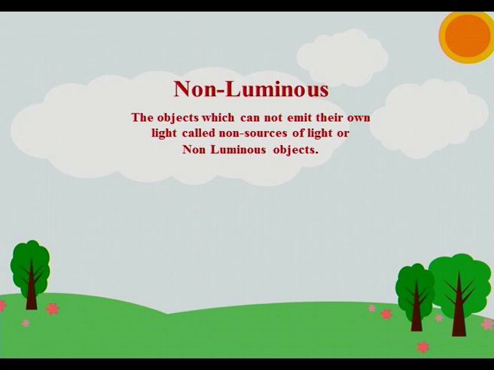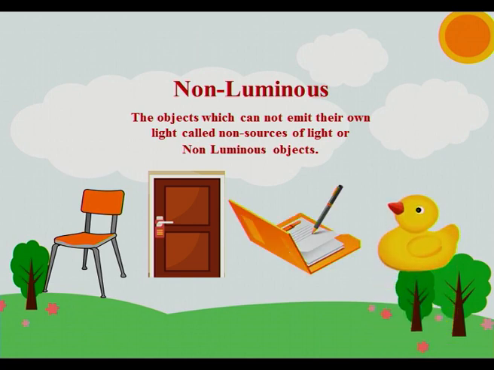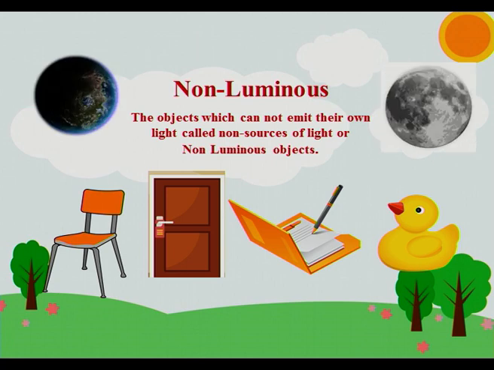Non-luminous: the objects which cannot emit their own light are called non-sources of light or non-luminous objects, such as chair, door, pencil, dolls, and of course our earth and moon. You may think that the moon will give us light on a full moon night, but the moon does not emit its own light, it reflects the light of the sun.